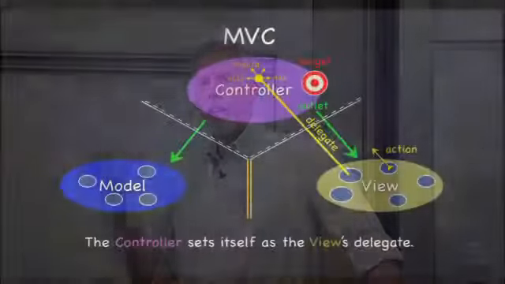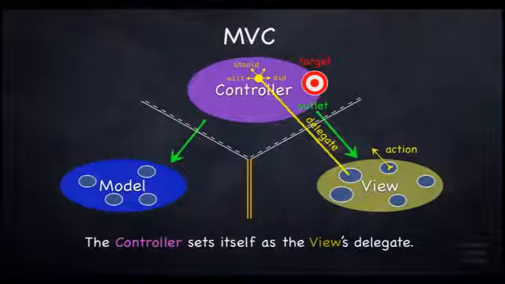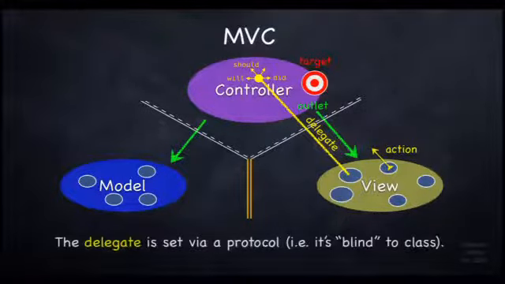Okay? And so there is an instance variable in many views called its delegate. And the controller sends a message to the view saying, I am going to be your delegate. Okay? Now, it's using a protocol in the object-oriented sense, so the view has no idea what the class is. All it knows is the thing that's setting itself as a delegate can understand messages like will scroll to, did scroll to, should open link, those kind of messages.